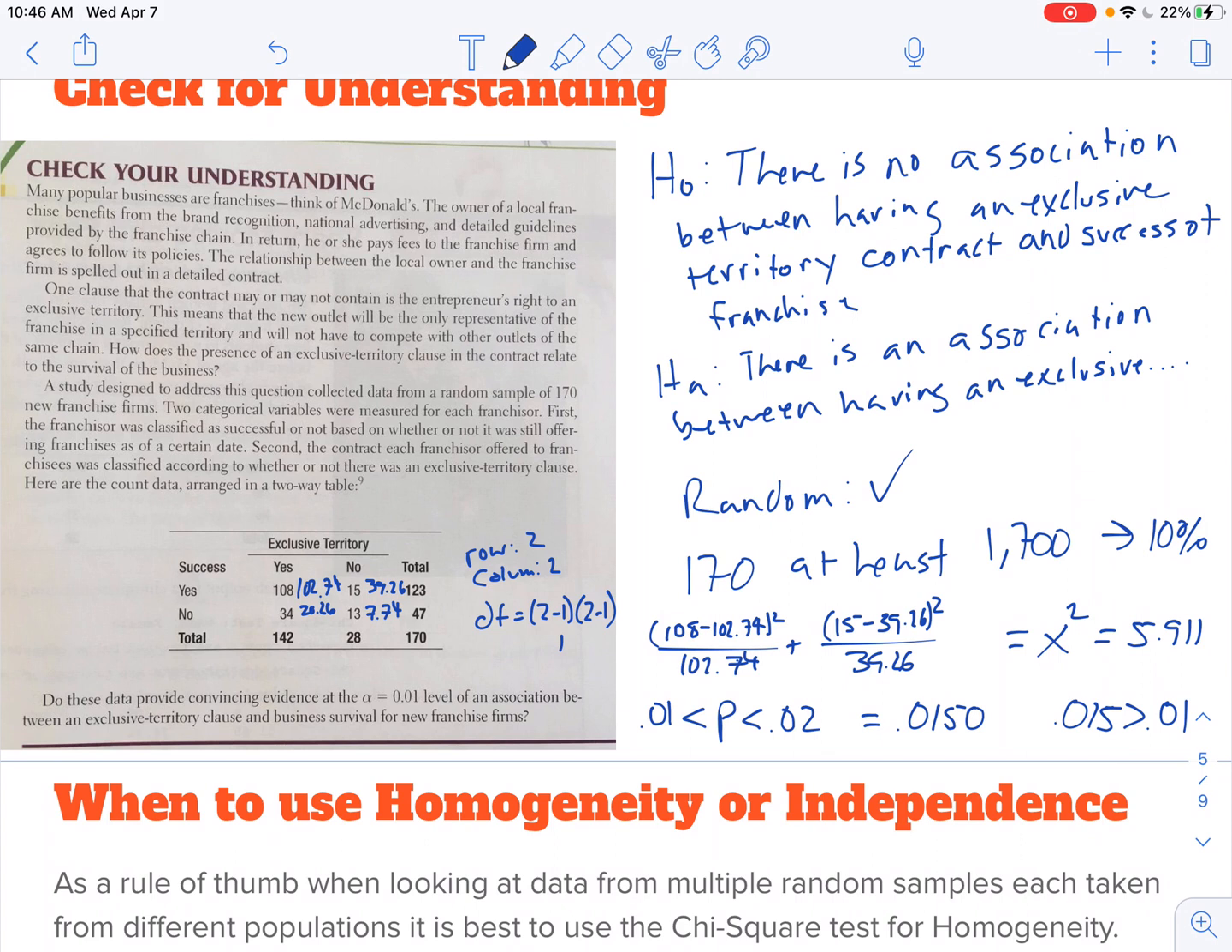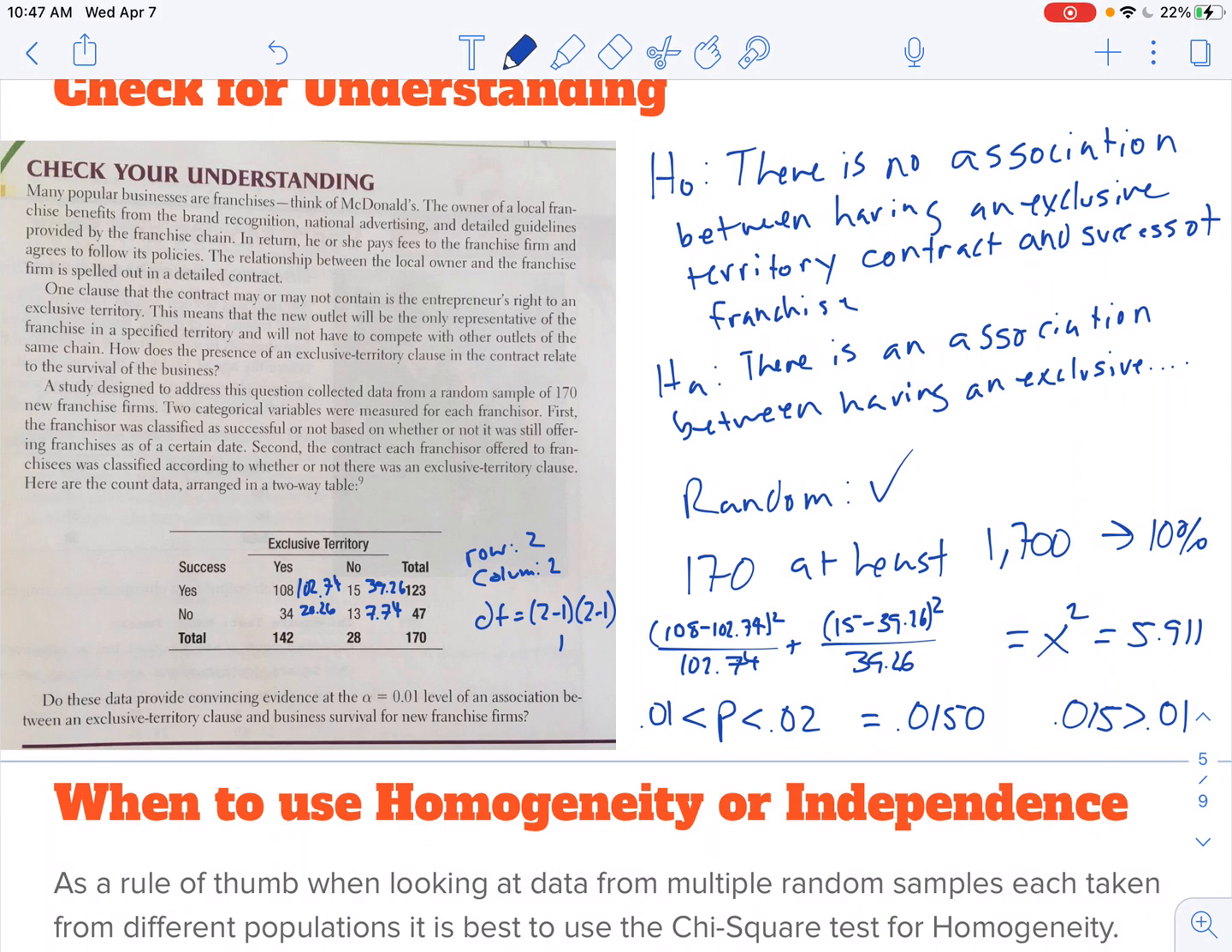Now, let's think about what this means. If I am Mr. McDonald, the man making the call on what's happening in McDonald's restaurants, when I'm trying to get people to sign franchises, and if I want people to sign non-exclusive territory contracts, then I'm going to push this data and say, look at this, at a 0.01 significance level, there's really no association. So it doesn't matter if you sign an exclusive or non-exclusive territory contract. You run the same chance of being successful.